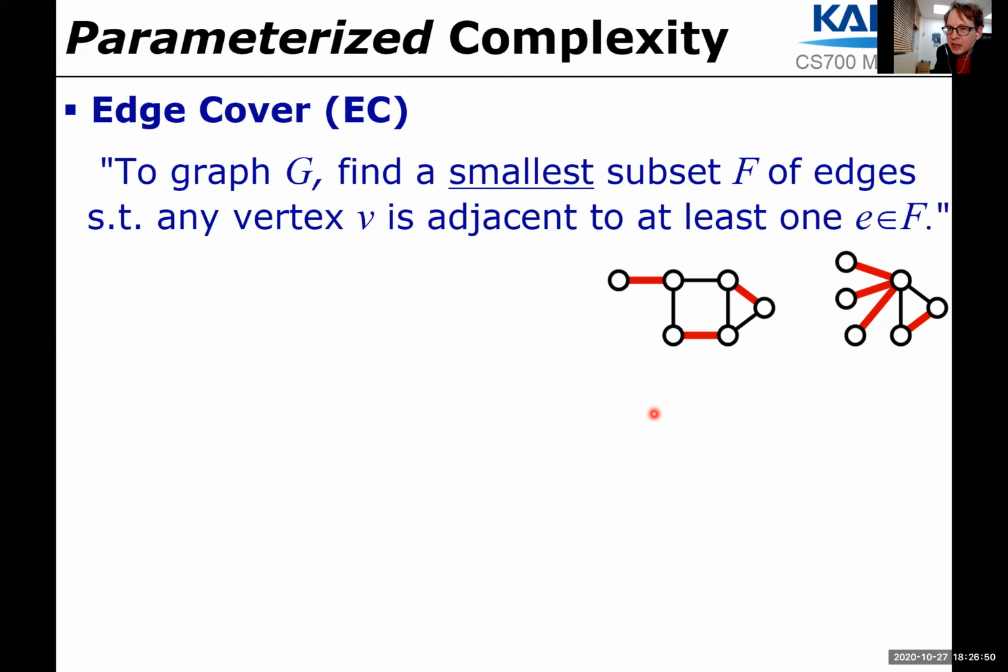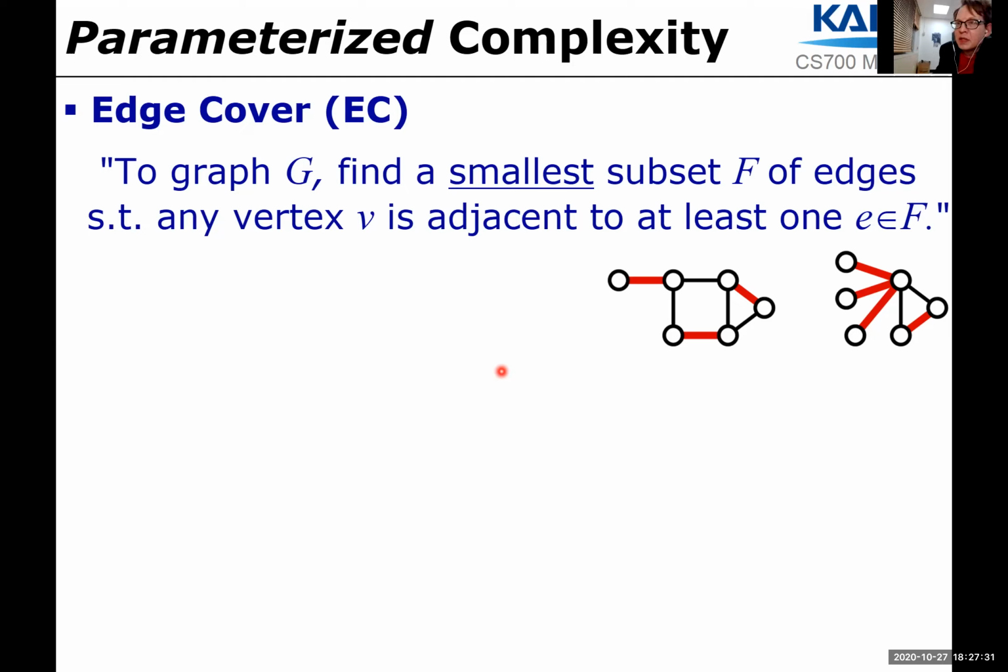The left graph has 7 edges, and the right graph has 6 edges, and the left graph has an edge cover of size 3, namely the edges indicated here in red cover the vertices. Every vertex is adjacent to at least one of the edges that are drawn here. So this graph has an edge cover of size 3. So if the input is this graph together with a parameter k equals 3, then the answer would be yes, there exists an edge cover of size 3.